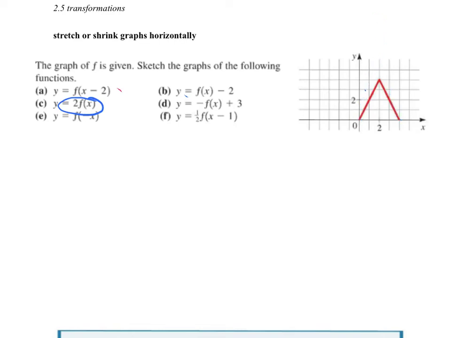Let's see, the next one is minus of f of x plus 3. Okay, minus of f of x is going to take this graph and reflect it across the x-axis, and then plus 3 is going to lift it up 3 units, so it's going to be like that. And you can figure out what those actual endpoints are. I'm just trying to get you quickly through this.